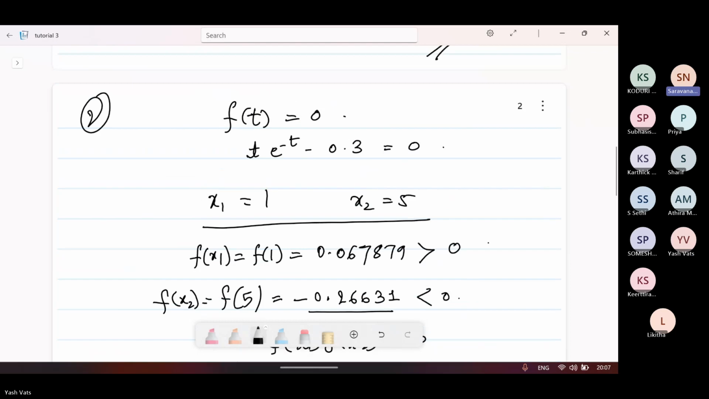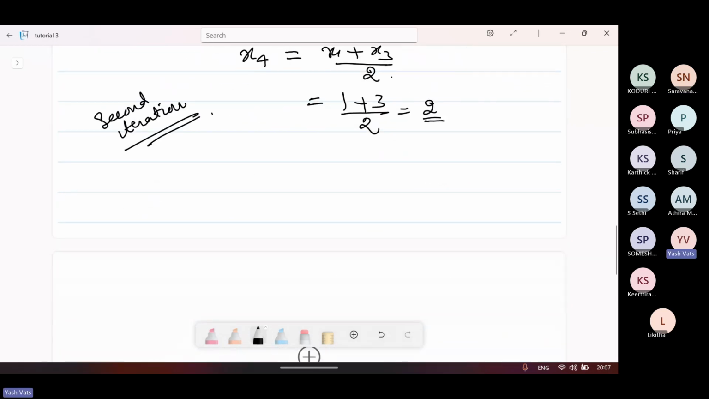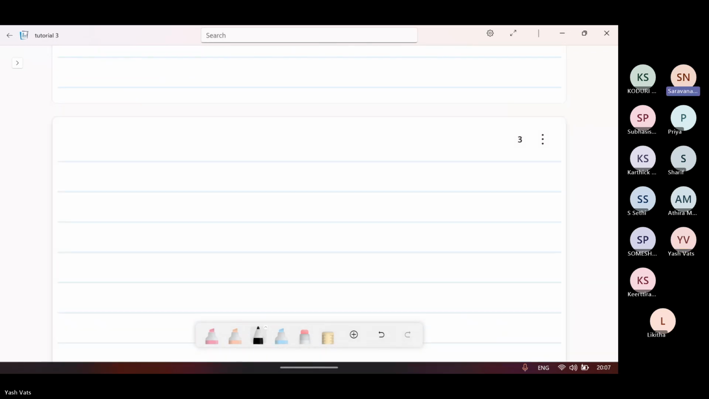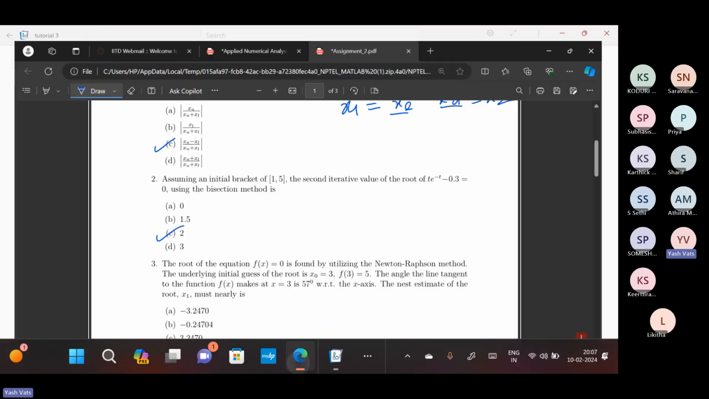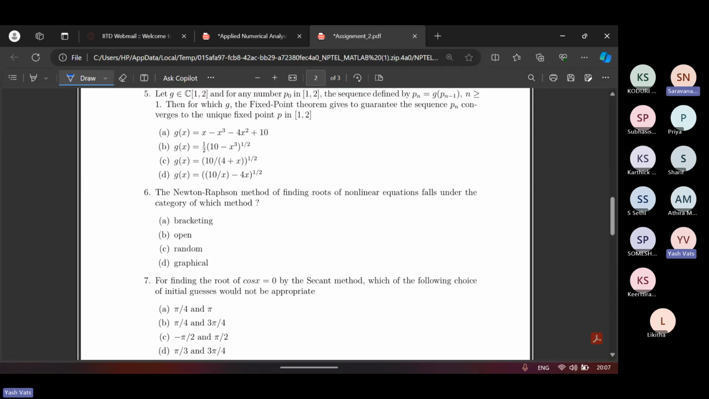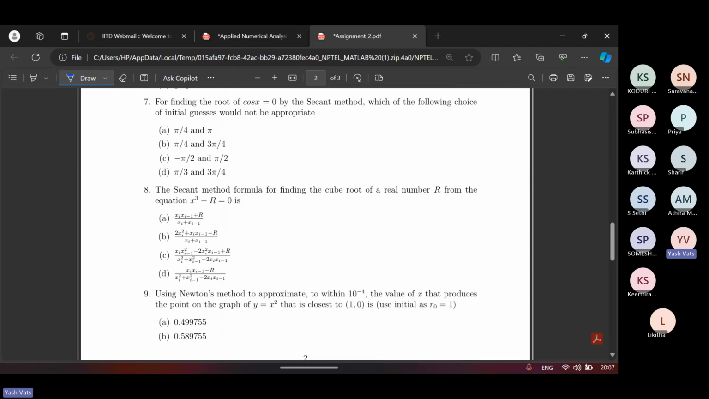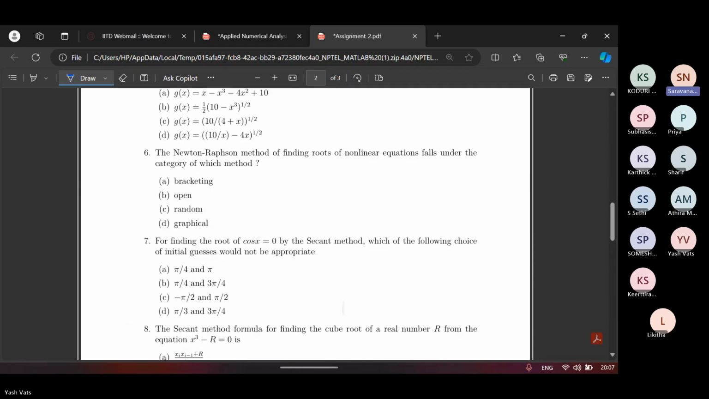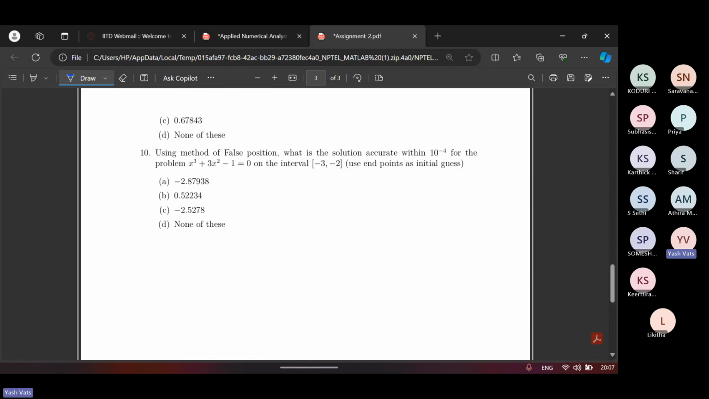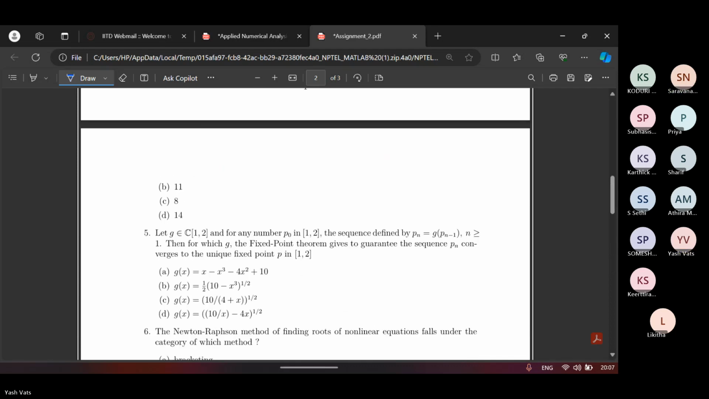Okay. The second is done. What about the third one? Third, we should not go, I think. Just do the bisection method first. Okay, is there any question on it? No.